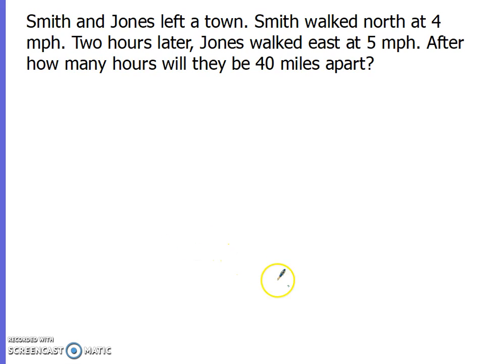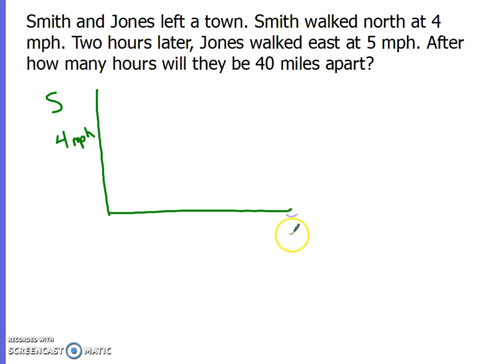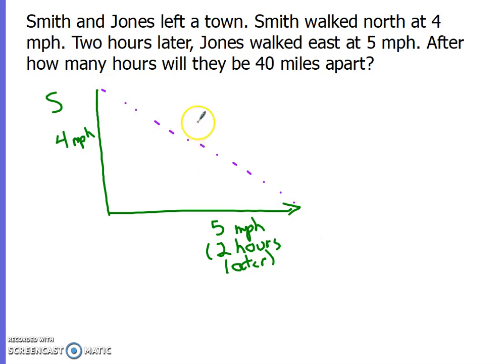Okay, so what I encourage people to do is say, look, just draw a picture of what's happening and say, here goes Smith, and he's going at 4 miles an hour. Okay. Here goes Jones. He's going at 5 miles per hour, but this is 2 hours later. Okay. And if you can see the equation that says, oh, hey, I know, I'll just figure out how many hours it takes till they're 40 miles apart, then that's great.